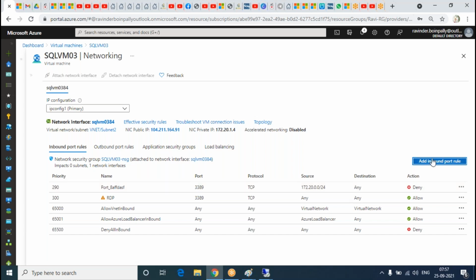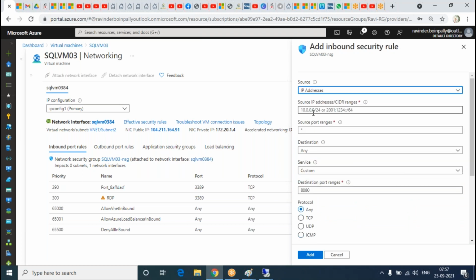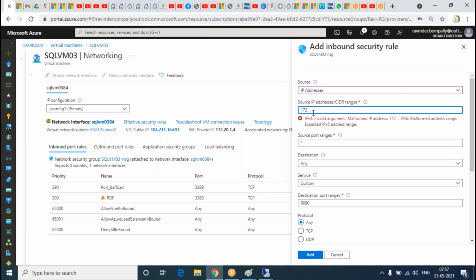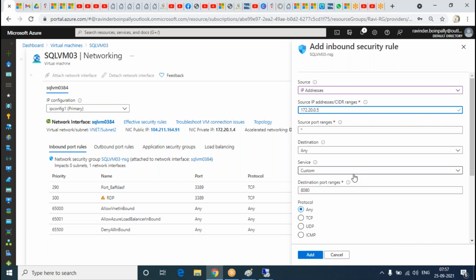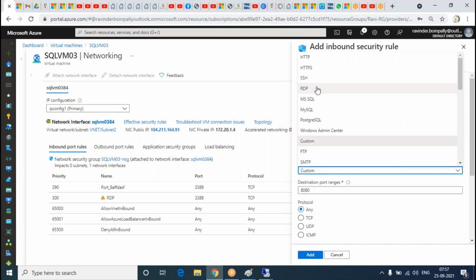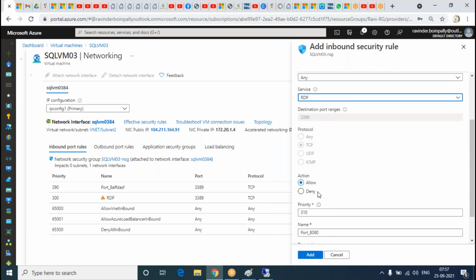Yeah. This time I'll go with the IP address 172.20.0.5. Okay, I'm going to allow the RDP. Right, this time I'm going to allow. With the priority, what number do I have to go with?